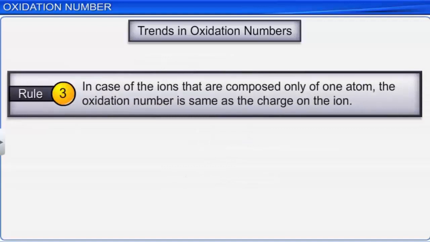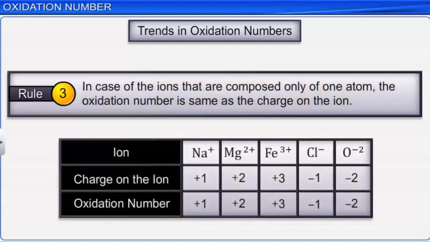The third rule is that in case of the ions that are composed only of one atom, the oxidation number is same as the charge on the ion. For example, the oxidation number of sodium ion is +1, magnesium ion is +2, ferric ion is +3, chloride ion is -1 and oxide ion is -2.